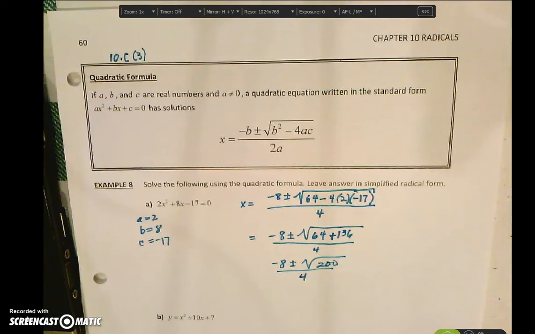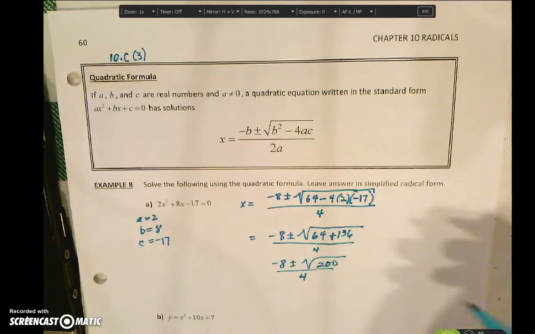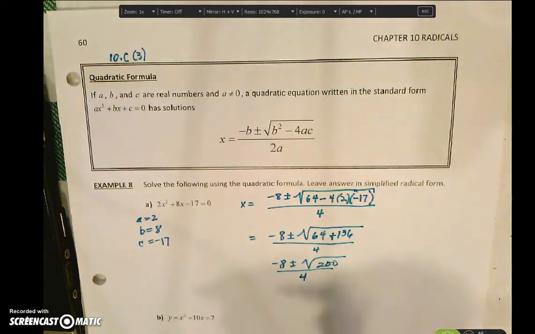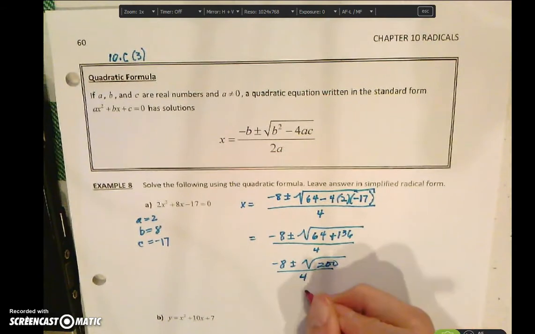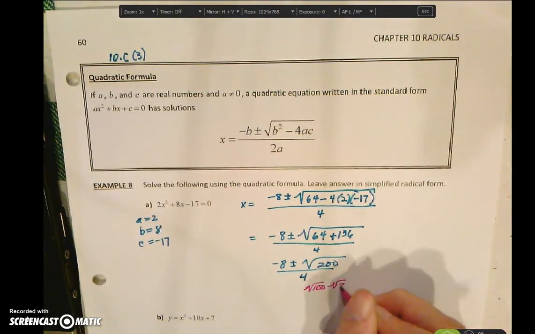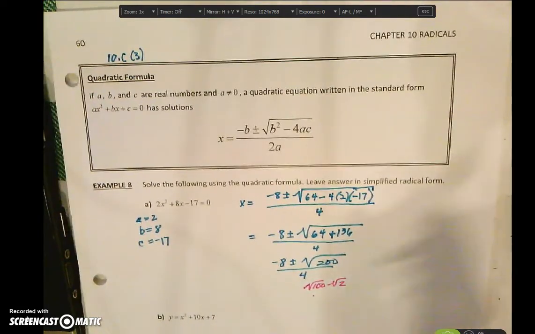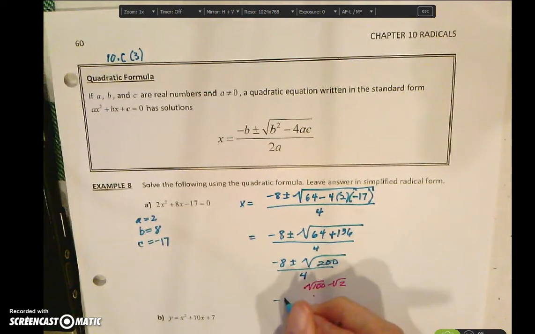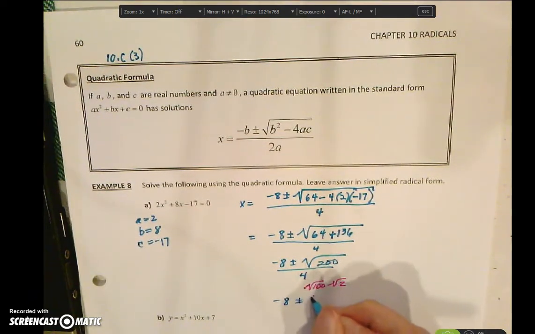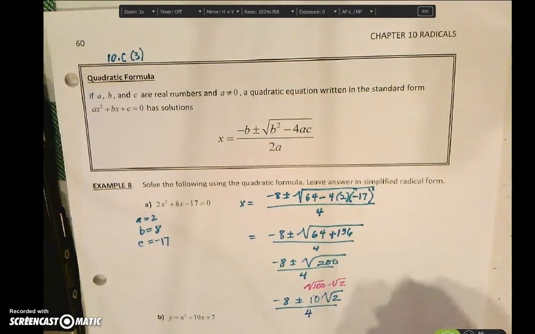But now we know that the square root of 200 is not okay to leave in that form. So we're going to think of this as being the square root of 100 times the square root of 2. And so then that's going to be 10 square root of 2. So we'll have negative 8 plus or minus 10 square root of 2, over 4.